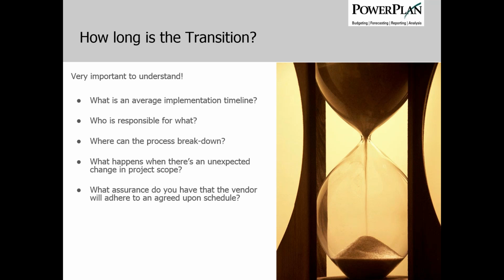Okay, and then when there's an unexpected change in project scope, it happens, but how flexible is your selected vendor to changes in project scope? Those are things you want to openly discuss. You want to discuss the changes and, if that should occur, what is the potential impact? What is the impact on the overall project, on the timeline? Are there cost impacts? Those are types of questions that you want to ask.